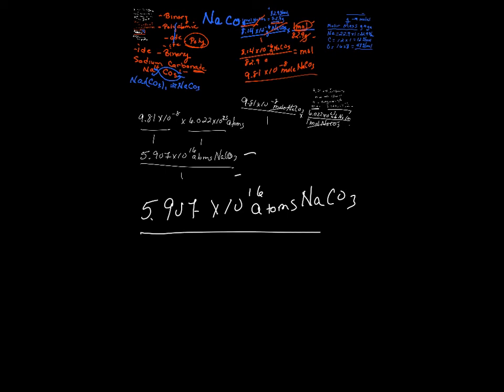So we've just taken a value in grams and we've converted it to atoms, right? We had to find the molar mass. We had to convert from grams to moles, and then once we figured out grams to moles, we went from moles to atoms. And then on top of everything else, we had to figure out what the compound looked like, right?